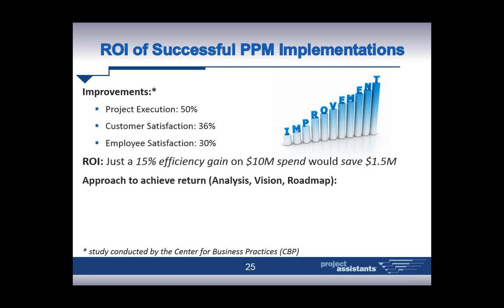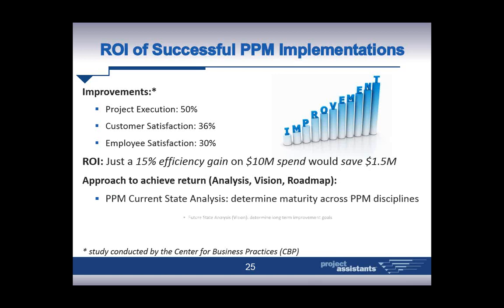So how do we achieve that return, right? We talk about this thing we call vision, implement, and adopt. The first step is what we call a vision step. So to do a current state analysis, to really understand, are your processes rigorous now? Are they ready? Right? What's the future state? Are we going to try to get to something as rigorous as capacity versus demand? So what are the long-term improvement goals?